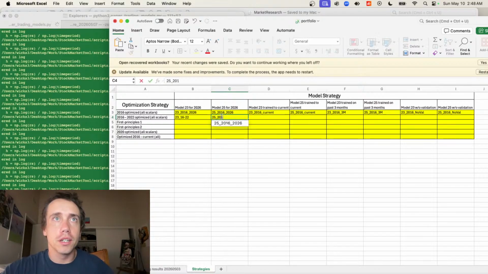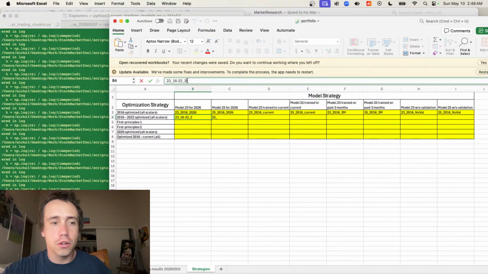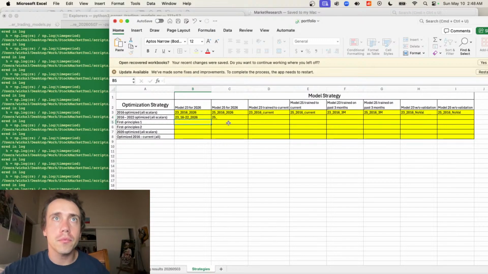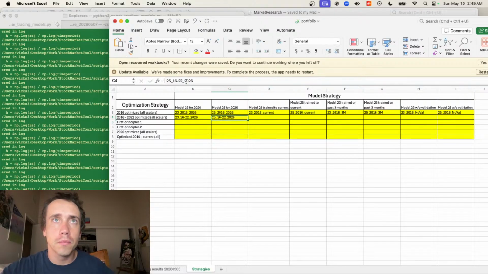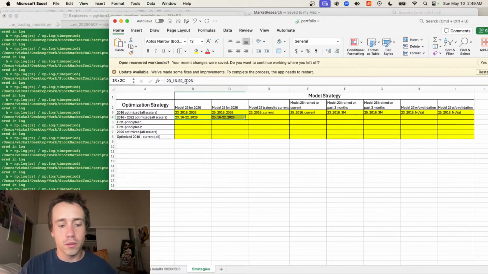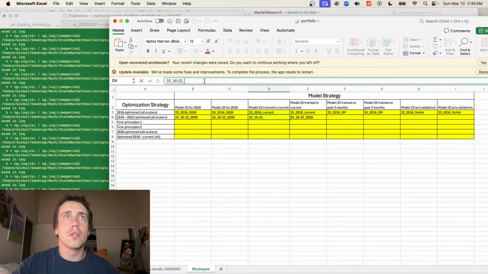'25 underscore 2016, '25 underscore 16 to 22 underscore 2026, '25 underscore 16 to 22 underscore 2026, 16 to 22 underscore current, 16 to 22 underscore current.